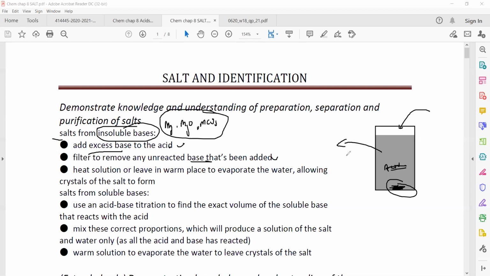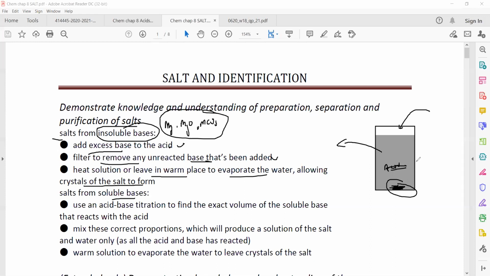When we are left with salt solution, we can use two methods. Either we can use crystallization or we can use evaporation. Normally we use crystallization, because if I want to evaporate all of this liquid, it takes a lot of energy and time to practically obtain a salt. So the short, simple method we use is crystallization. We'll filter to remove unreacted base, then heat the solution and leave it warm to evaporate the water and allow the crystals to form from a soluble base.